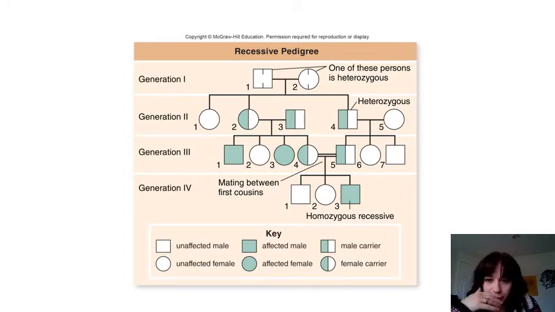And so when a carrier, such as individual 4 in generation 2, married, I assume, an individual that was homozygous recessive, that didn't have the disease, they ended up having one child that was also a carrier and 2 that didn't have it at all.